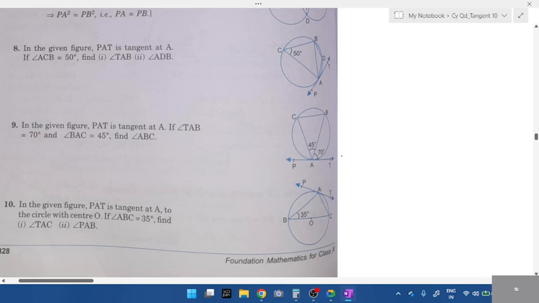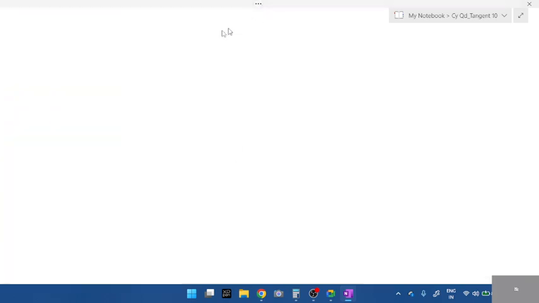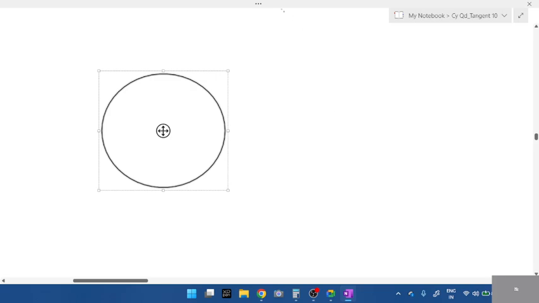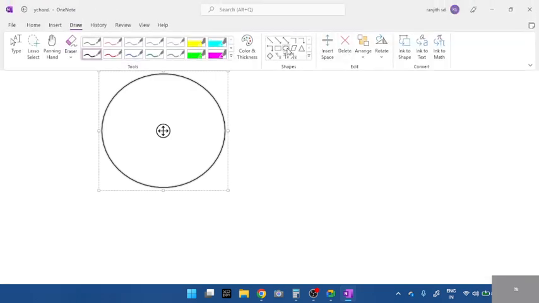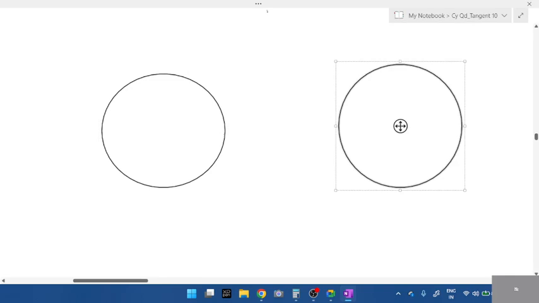If the triangle is touching the tangent, it is definitely 100% the alternate segment theorem. Can you see the screen, all of you? Is it being shared? See, when it comes to tangent, there are only two types of question. One is you'll get tangents like here and here, both meeting at a common point.